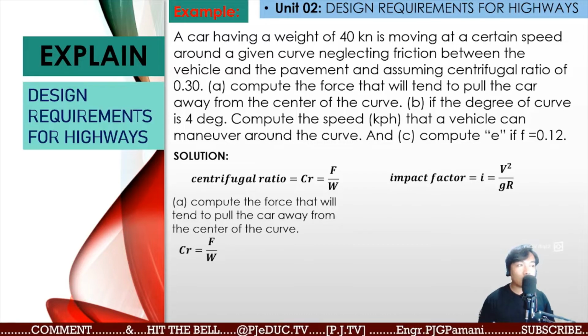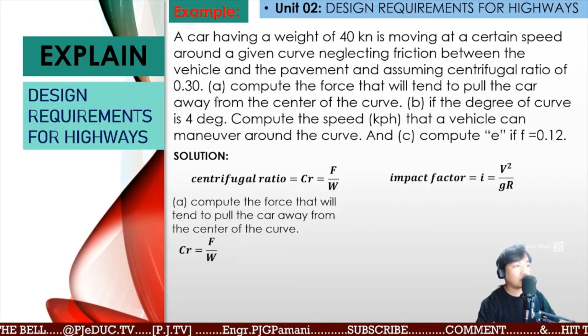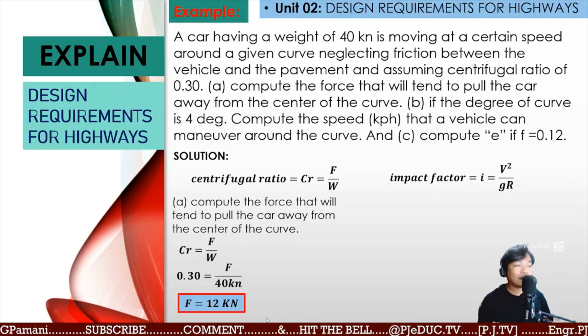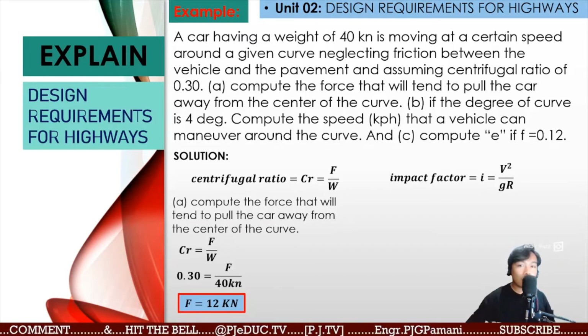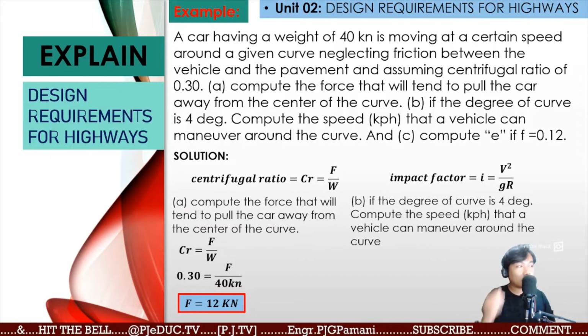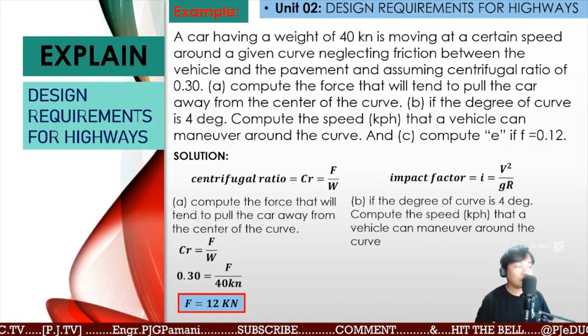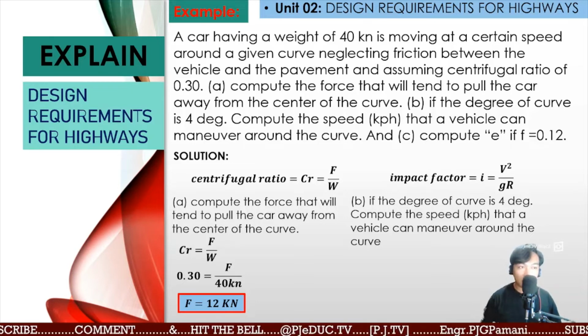Centrifugal ratio, given yung weight ng ating car, given yung ating centrifugal ratio na 0.30. Direct substitution, 0.30 times 40 kilonewton gives us the force that will tend to pull the car away from the center of the curve, which is now 12 kilonewton. On that note, we can simply compute the degree of the curve at 4 degrees. Compute the speed in kilometers per hour that the vehicle can maneuver around the curve.